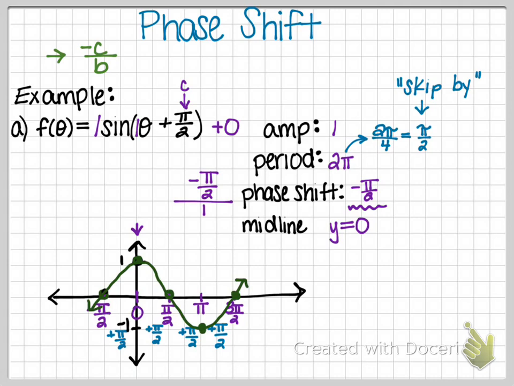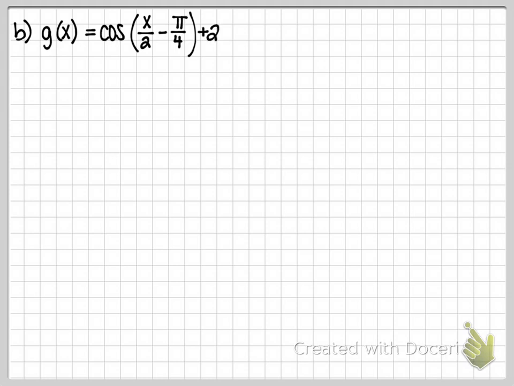All right. Let's look at another one. So we'll do g of x equals the cosine of x over 2 minus pi over 4 plus 2.